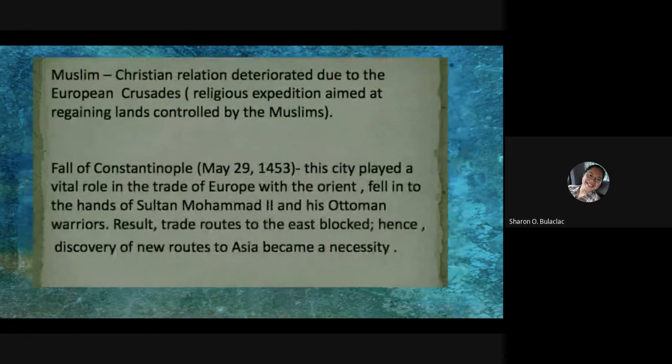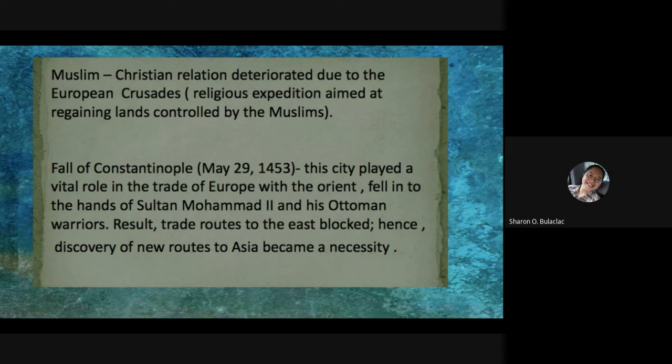So, aside from that, what led to the exploration and expansion of the Europeans was the Muslim-Christian relationship. Yung relationship ng dalawang relihiyon deteriorated due to the European Crusades. So itong mga Crusades na to, these are religious expeditions. Yung objective is to regain lands controlled by the Muslims. And then the other one is the fall of Constantinople.